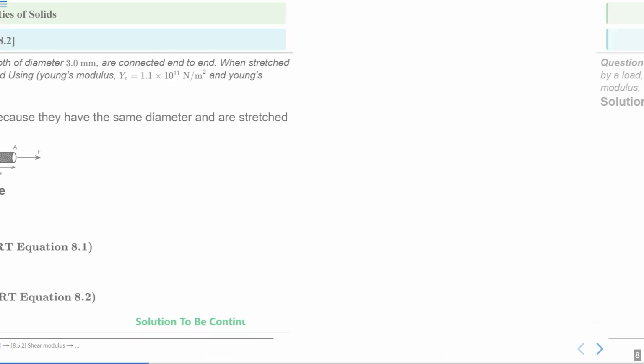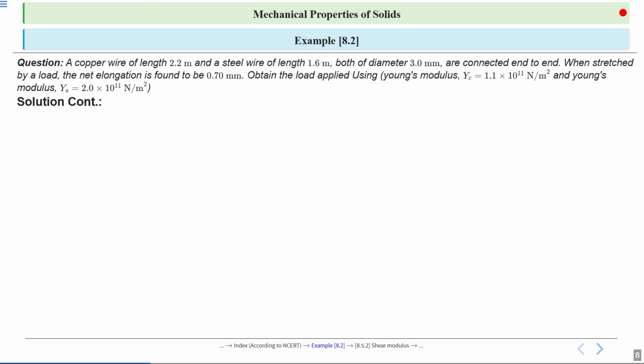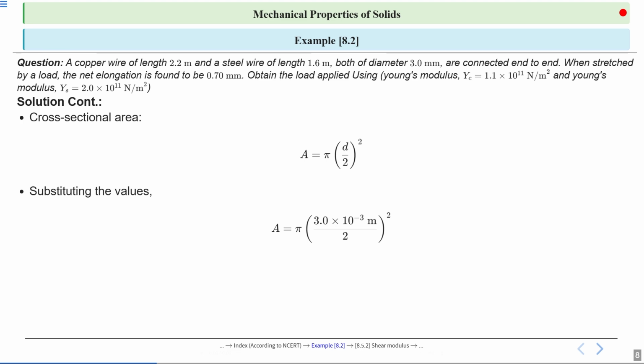We continue with the solution. Cross sectional area A equal to pi into d by 2 whole square. Since both wires have the same diameter, here d is the diameter, so just divide by 2 and put the value of r, you will get the area. Substituting the values, A equal to pi into 3.0 into 10 raised to the power minus 3 meter divided by 2 whole square. Solving this, you will get A is equal to pi into 1.5 into 10 raised to the power minus 3 meter whole square.